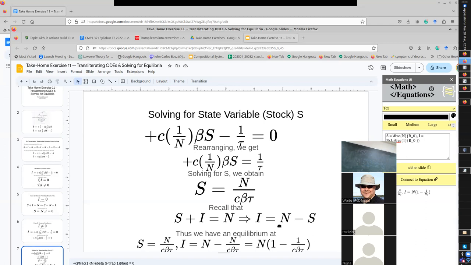Okay. So this is an equilibrium. There are people who are infective and there are people who are susceptible. Now, do you recognize something here? Yes, it is the basic reproductive number. C beta tau is the number of people that we infect by one infective in an otherwise susceptible population before they recover.